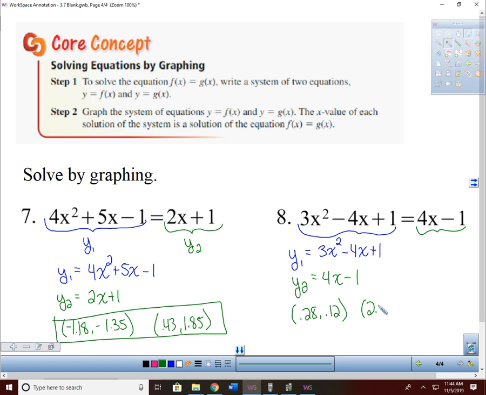So 2.39 and 8.55. So on these ones where they don't give you the y in the front, sometimes you get the decimals, and that's fine. On the ones that you do by hand, I'm fairly certain that you won't get decimals. You might get fractions.